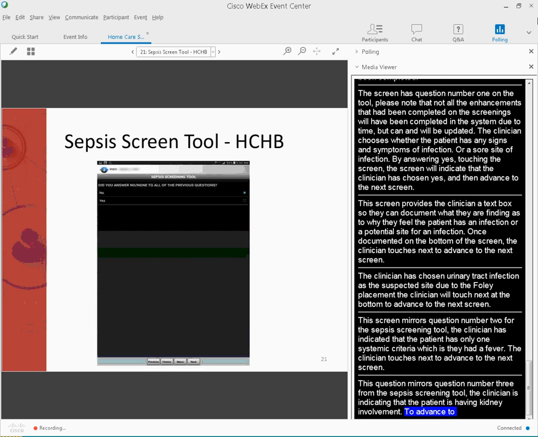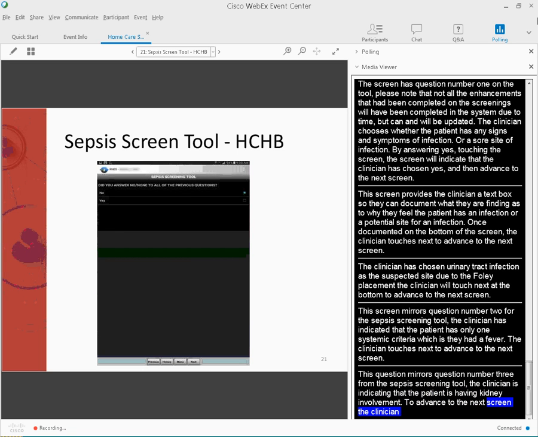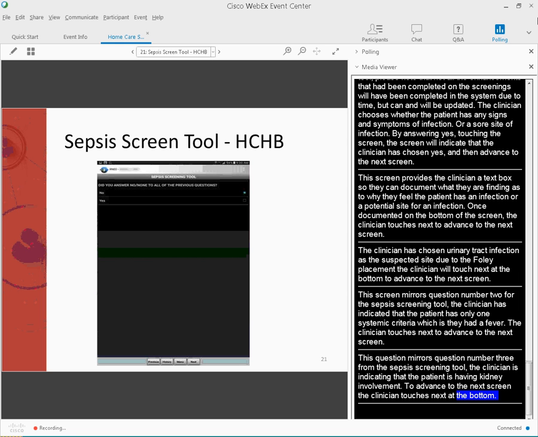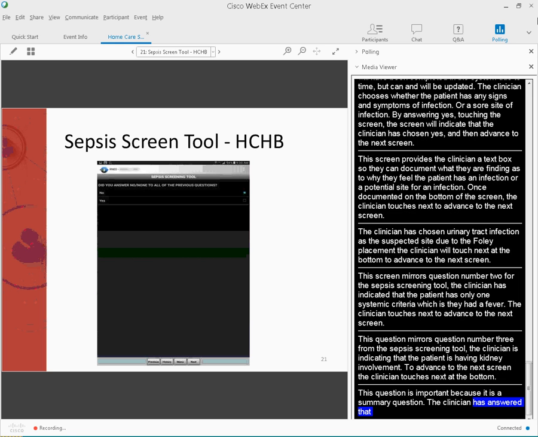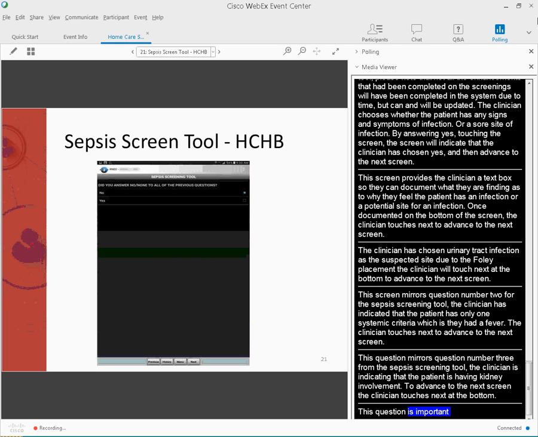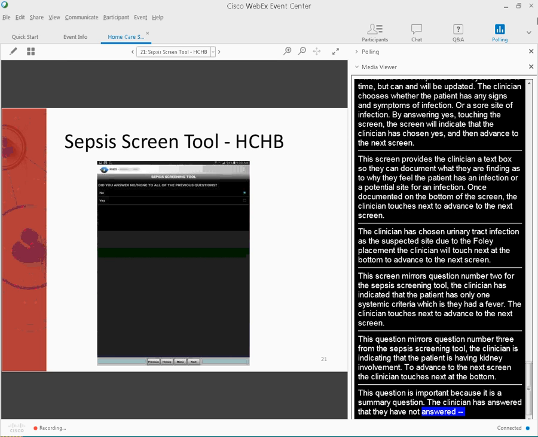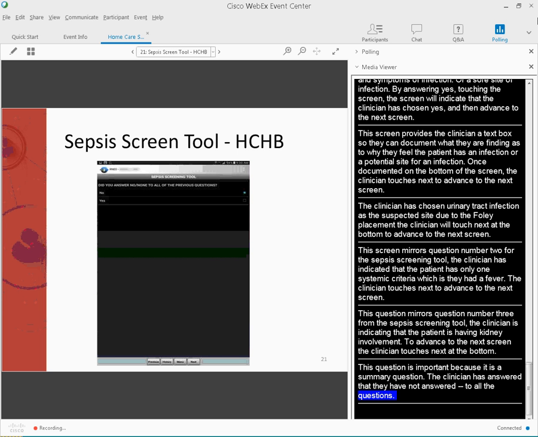This question is important because it is a summary question. The clinician has answered that they have not answered no to all the questions. If they had answered, the clinician could touch the history button on the bottom of the screen.